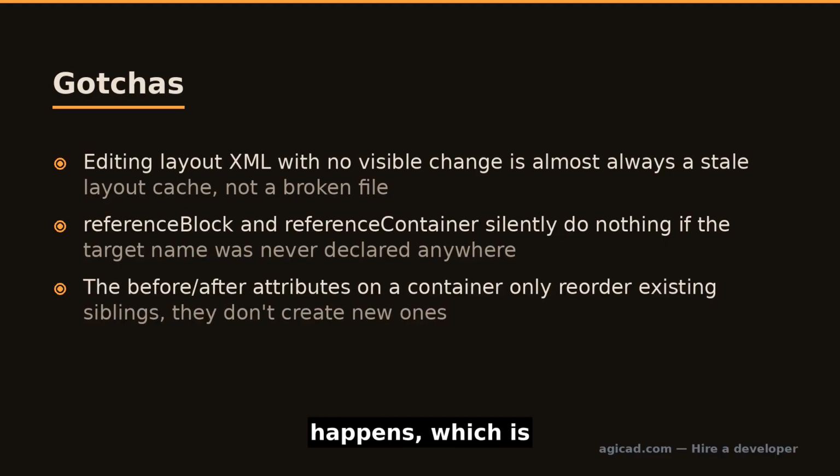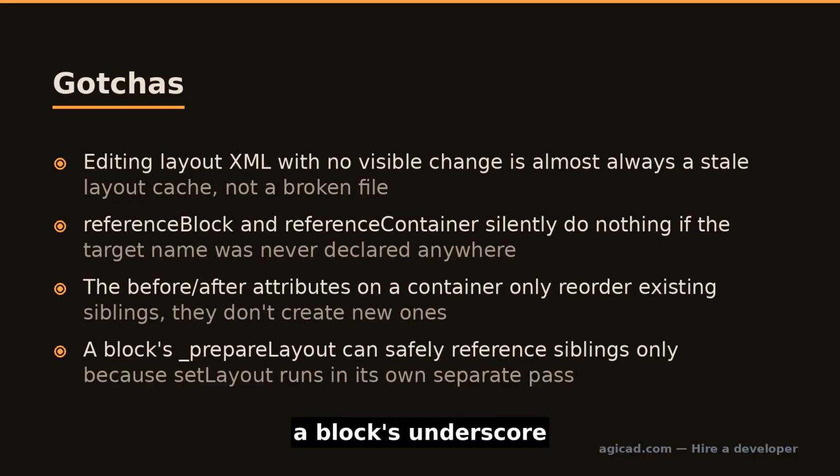The before and after attributes only reorder siblings that already exist under the same parent. They can't invent a sibling to sit next to. And a block's _prepareLayout method can safely assume its siblings already exist, specifically because the generator's process method calls setLayout in a second, separate loop, after every block in that pass is already instantiated.